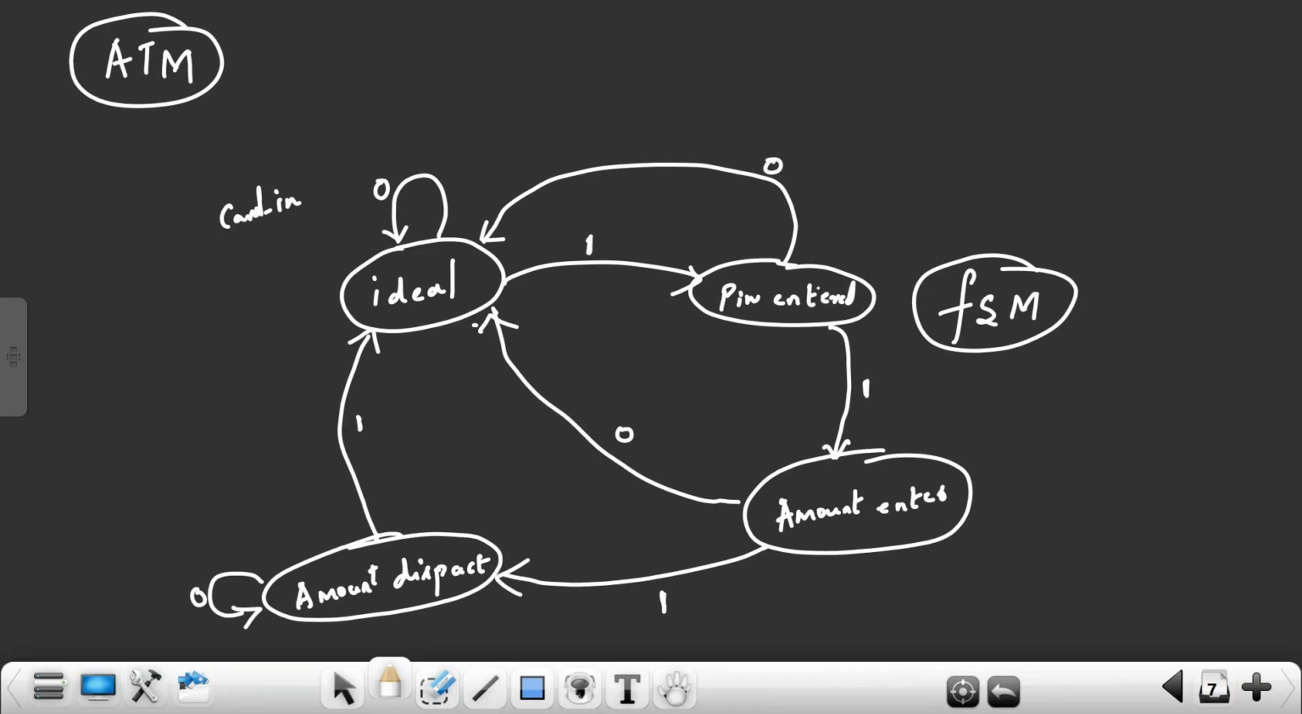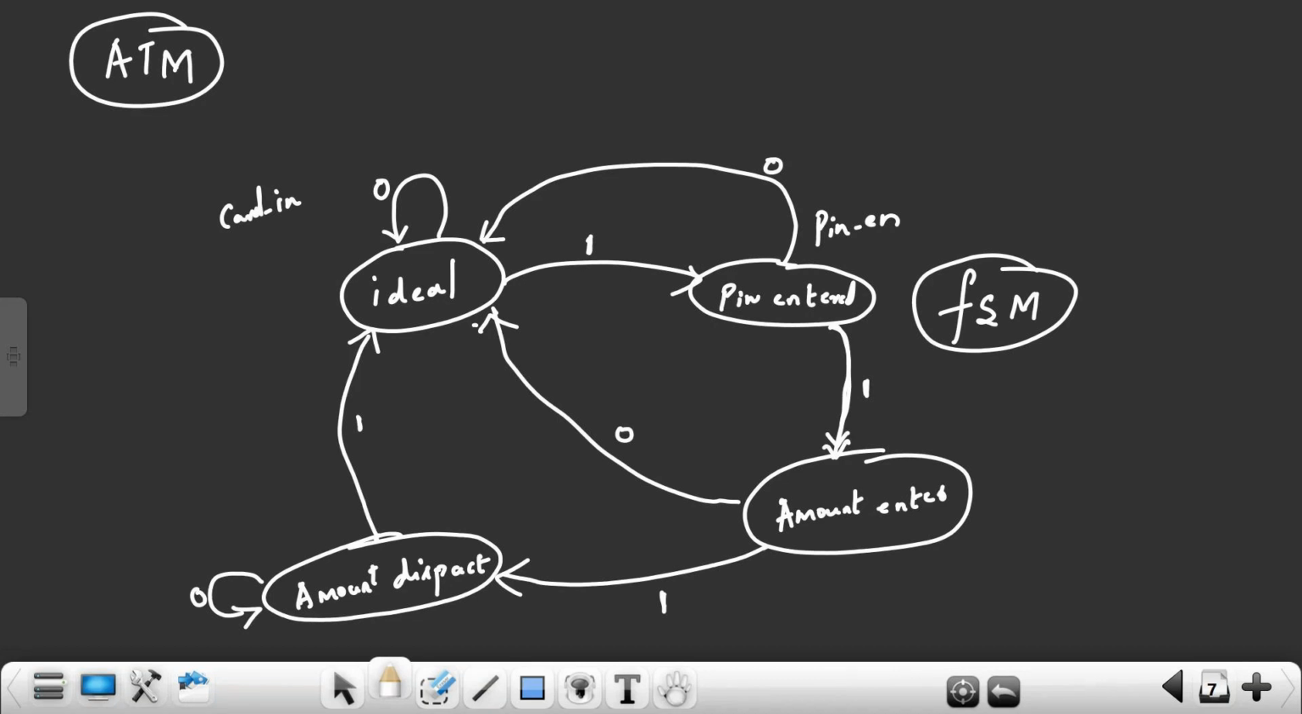Then in pin state, you take one variable, like pin enter. If pin enter is 1, you enter into what state? Amount enter state. If this variable is 0, you go back to what? Idle state. So you can write the RTL code like this.